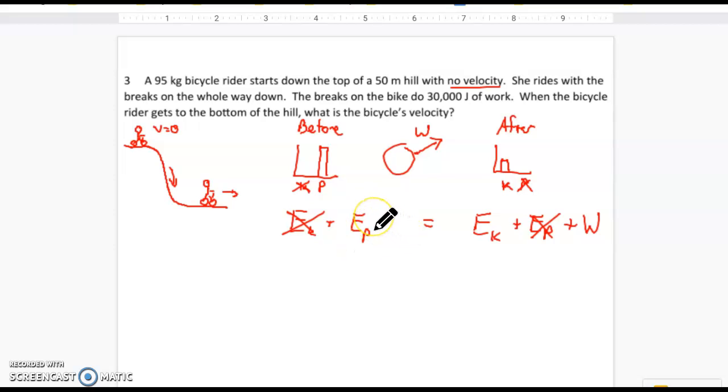But now I can start putting all my stuff together. They don't tell me all these energies, except they do tell me the work. That's nice. But I'm going to have to use my mass times gravity times height for this part, and 1/2 times mass times velocity squared for this part. And the work, they already told me what it was. In some cases, I could do force times distance, but not here. They told me what it was. So I could just do plus this 30,000 joules of work. Cool. I can put it right in for the work.